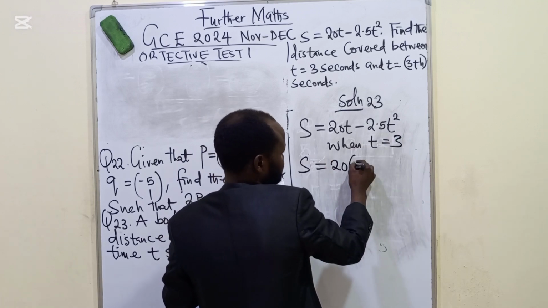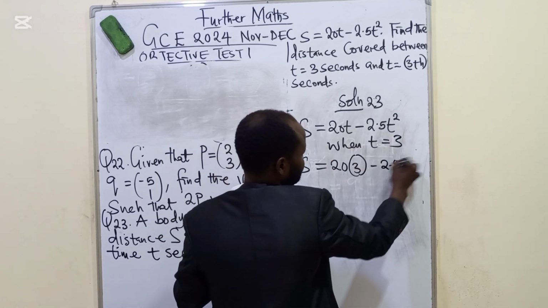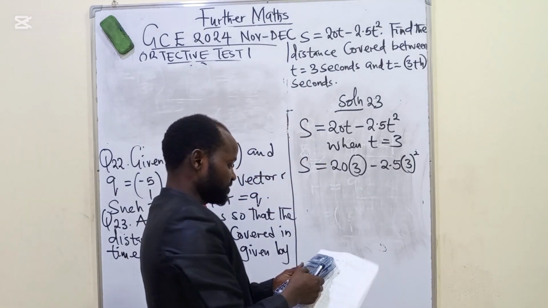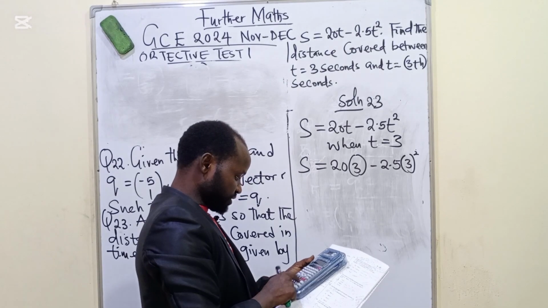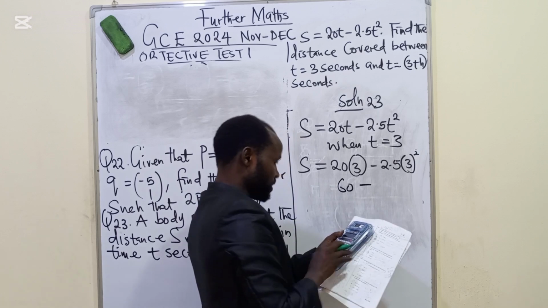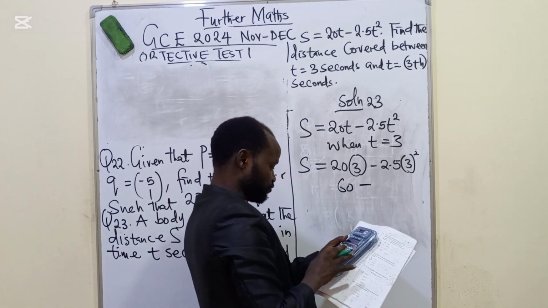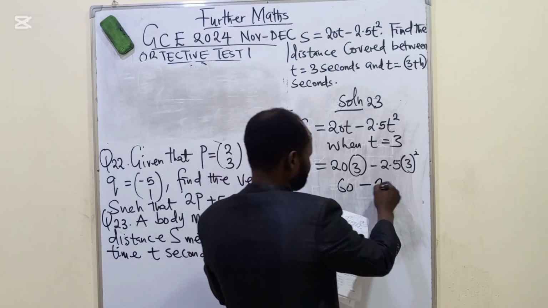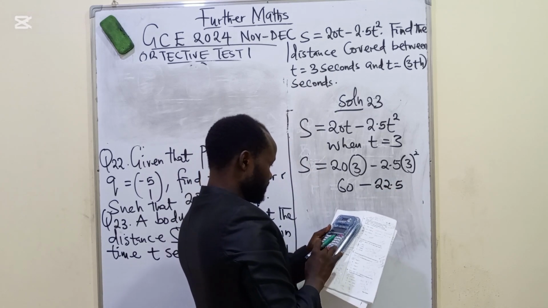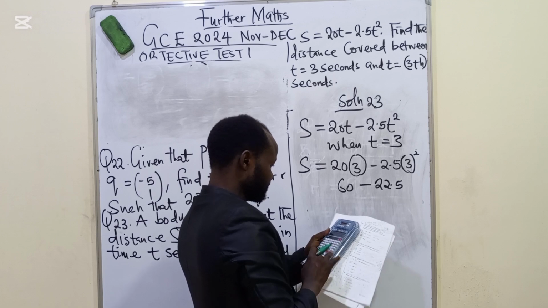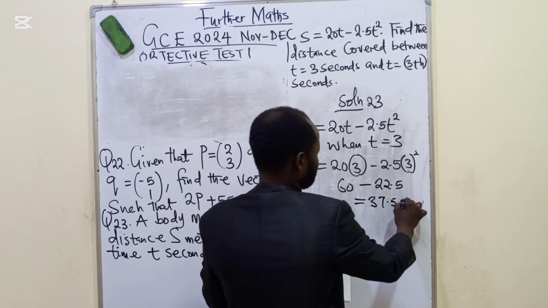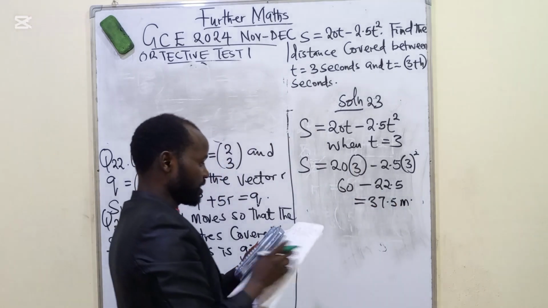2 into 20 into 3 minus 2.5 into 3 squared. Very important. Let's multiply. 20 times 3, of course, this will be 60, minus 3 squared is 9. 9 times 2.5, that's 22.5. Then we'll minus: 60 minus 22.5, that will be 37.5 meters. This is when t is 3.